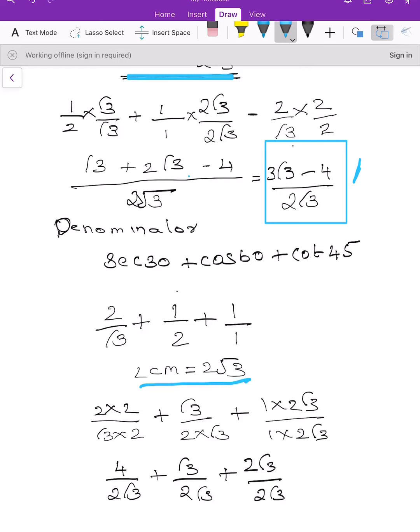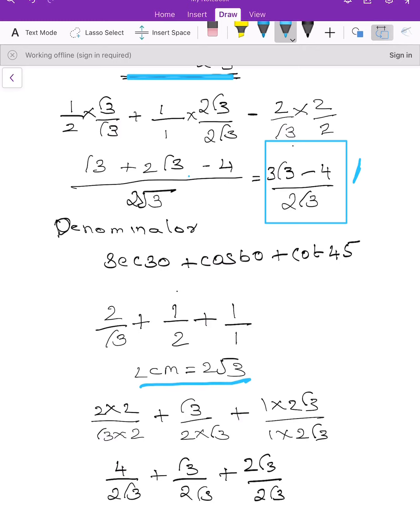The same procedure I am repeating here. There is already root 3, so I have to multiply the numerator and denominator with 2. I am doing it here. In the second term, there is 2, so I have to multiply it with root 3. And in the third term, the denominator is 1, so I have to multiply it with 2 root 3. So I am doing it here.